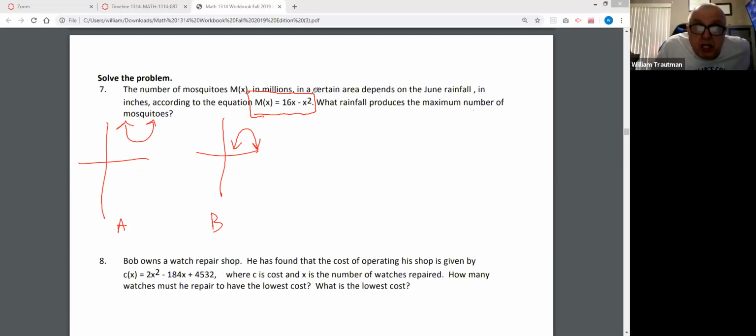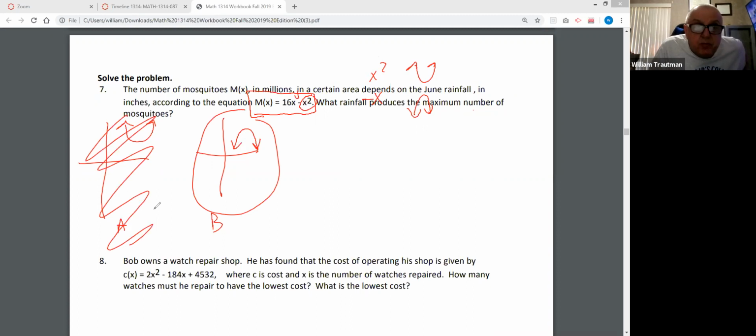It's a parabola. The highest power is x squared. But don't forget, there's a negative on the outside of the parabola. That makes it upside down, you know, it makes it flip on the horizontal axis. So the answer is B, not A.